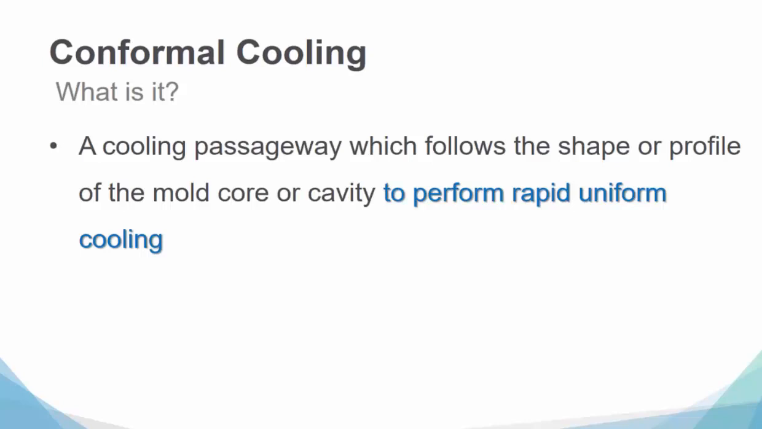So in addition to calling it a cooling passageway, let's amplify that definition a little bit more and say it not only follows the shape, but its intent is to perform rapid and uniform cooling of both those things. We'd like to get the heat out quickly, but also all over at the same time as much as possible. And we'll illustrate why that's important, what the benefits of that are, as we go through our presentation.